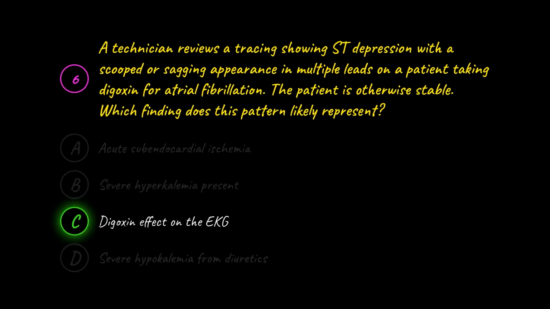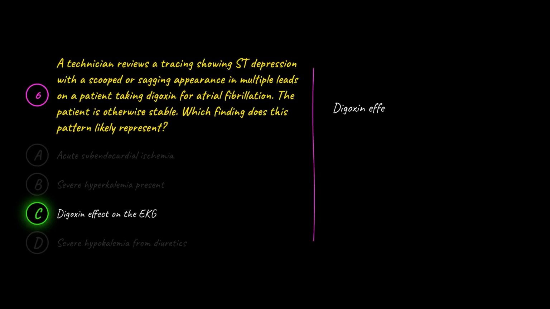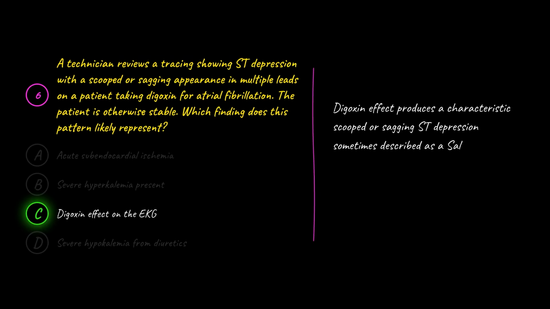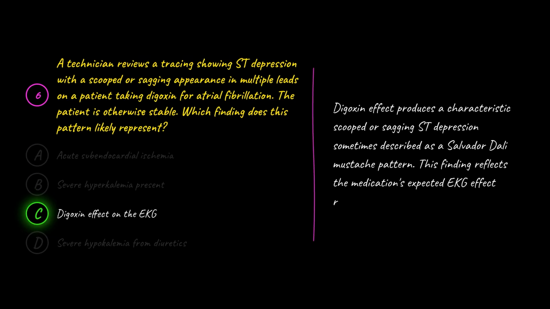The correct answer is C. Digoxin effect on the EKG. C is correct because digoxin effect produces a characteristic scooped or sagging ST depression, sometimes described as a Salvador Dali mustache pattern. This finding reflects the medication's expected EKG effect rather than ischemia or other pathology.